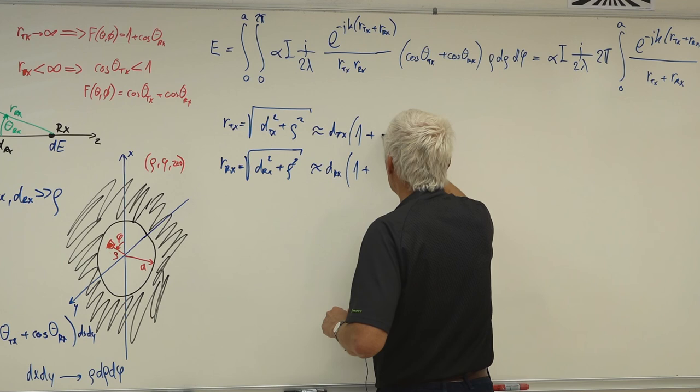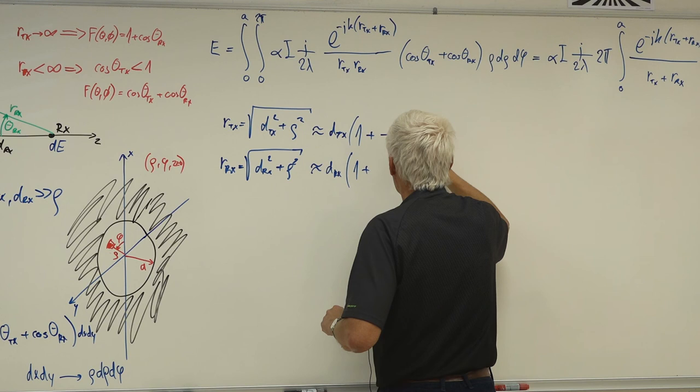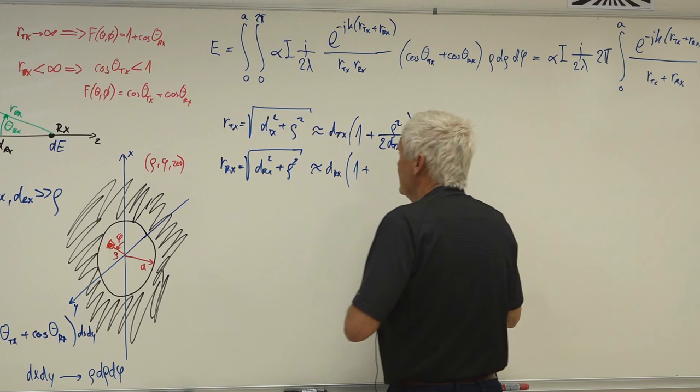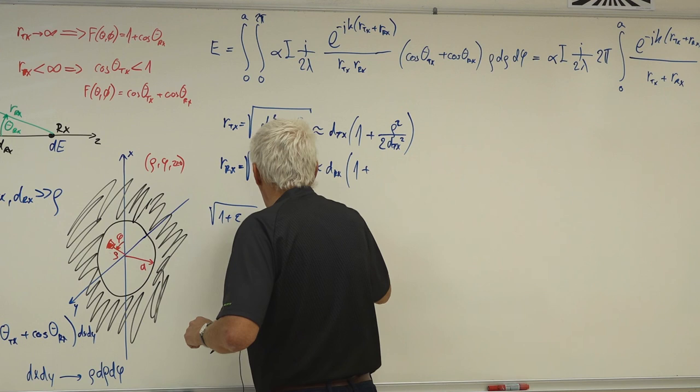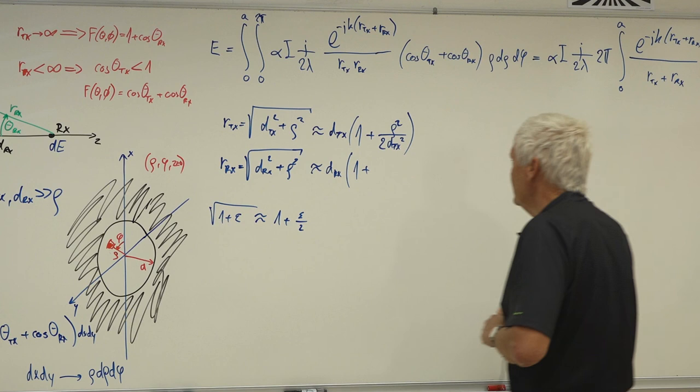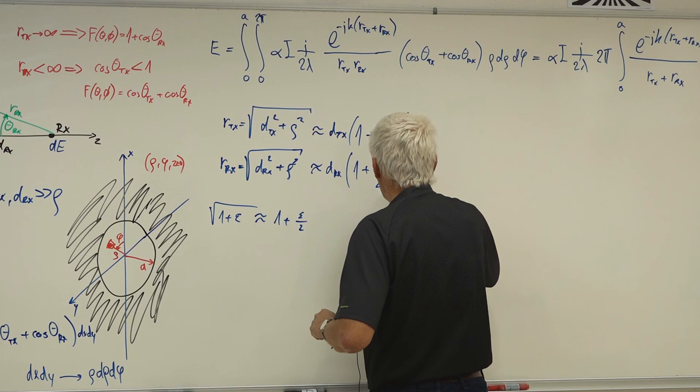Approximately, square rooting gives you rho squared dtx squared divided by 2, because the square root of 1 plus epsilon is approximately 1 plus epsilon half. This is an approximation. And also the same approximation here: rho squared divided by 2 drx squared. Okay.